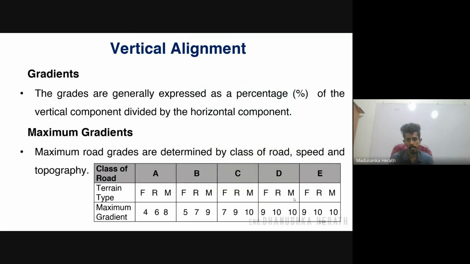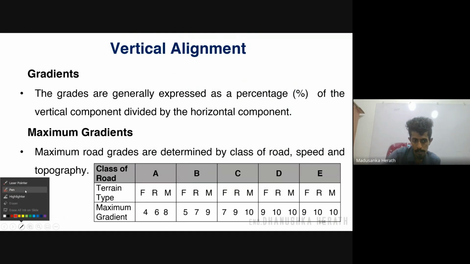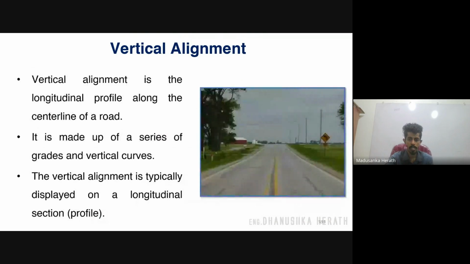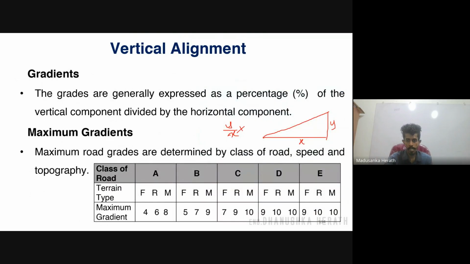So I have explained that one previously, right? Then gradients. The grades are generally expressed as a percentage of the vertical component divided by the horizontal component. Gradient means, if this is the road, vertical component divided by horizontal component. Y divided by x. The same thing here, and we have to express this as a percentage, 100%.